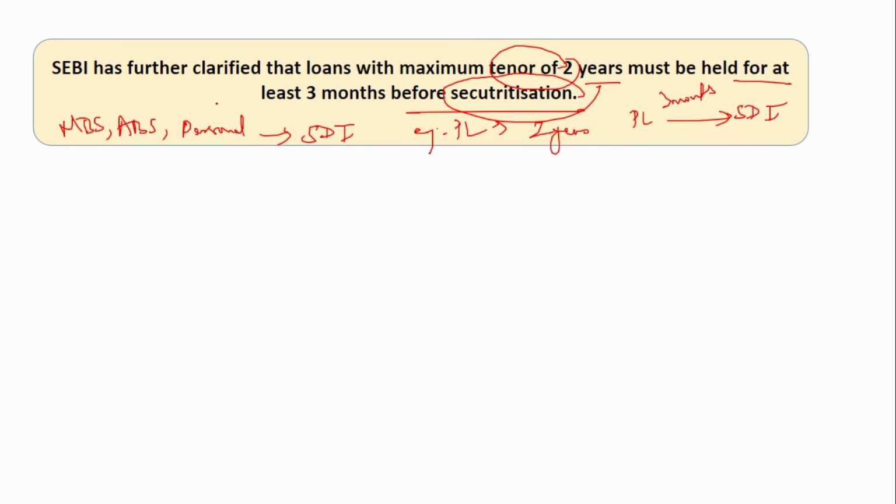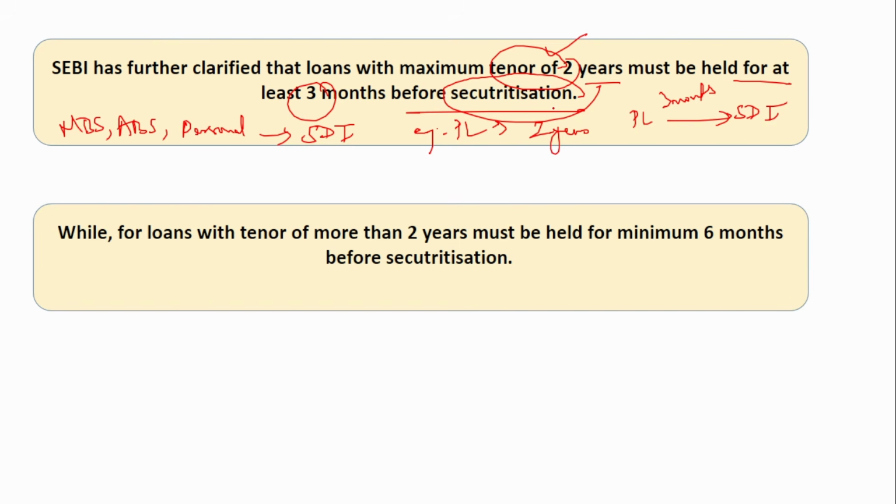SEBI has further classified that loans with a maximum tenure of 2 years must be held for at least 3 months before securitization. Similarly, loans with a tenure of more than 2 years must be held for a minimum of 6 months before securitization. So, two things: below 2 years means you have to wait 3 months, and above 2 years means double, that is at least 6 months. Only then can you continue with the securitization process.